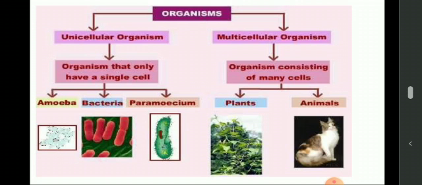reproduction. Now, organisms around us can be multicellular, like we are also multicellular. These organisms are made up of more than one cell. That's why they are called multicellular organisms. Plants and animals are all multicellular organisms.